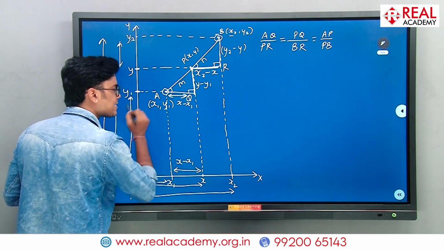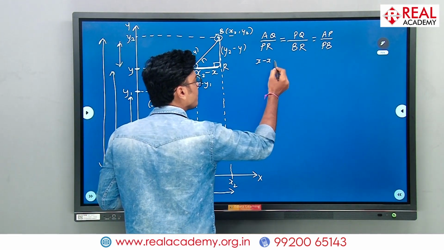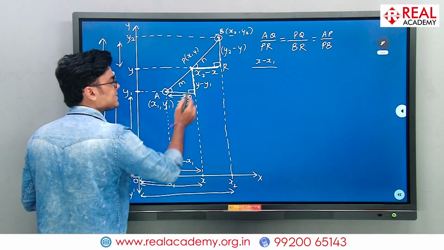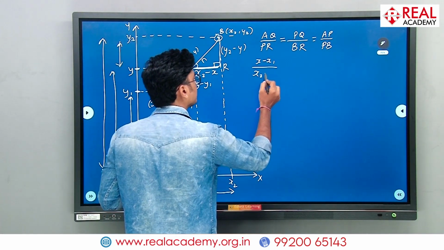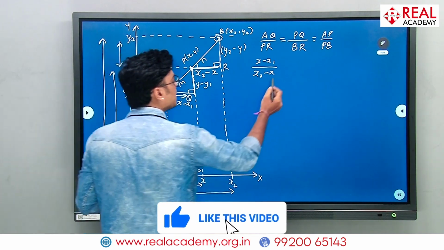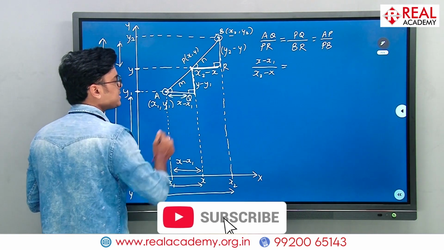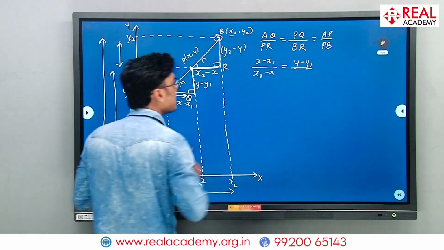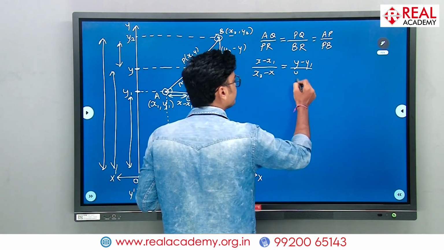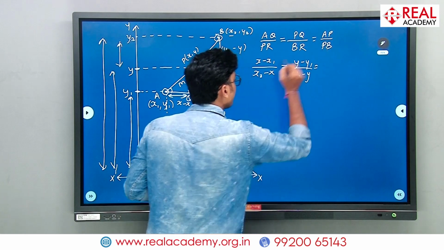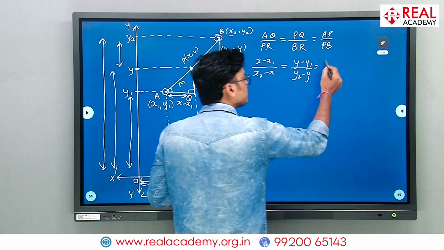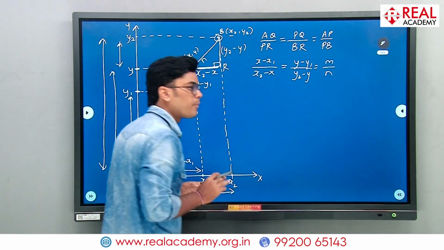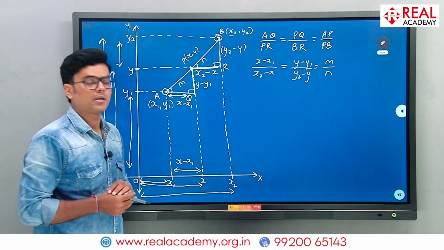AQ is nothing but x minus x1 upon PR is x2 minus x, equal to PQ is y minus y1 upon BR is y2 minus y, and AP upon PB is m upon n, the ratio in which the point is dividing the line segment, correct?